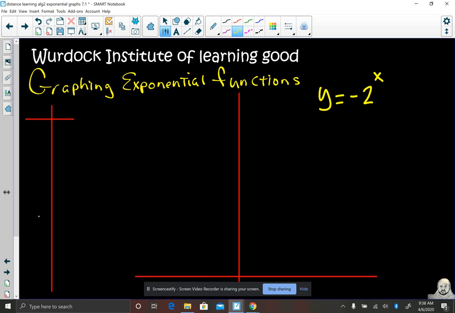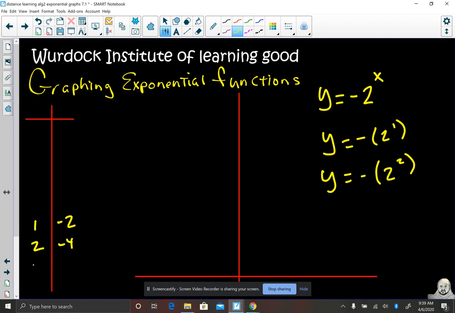So if I were to put a 1 in there, what you really have, I know this is stinky, is the opposite of 2 to the power of 1. That's really what you have, which is negative 2. If I put a 2 in there, I have the opposite of 2 squared, which is negative 4. The next one would be negative 8. The previous one would be negative 1.